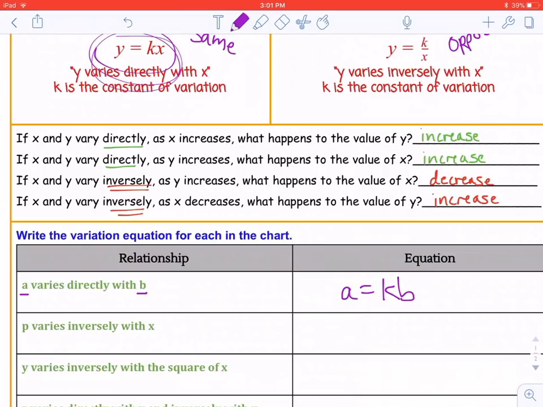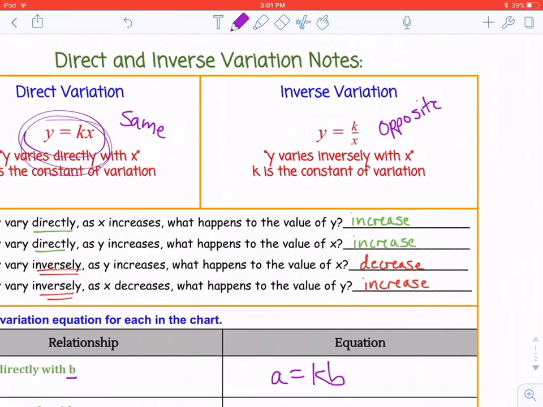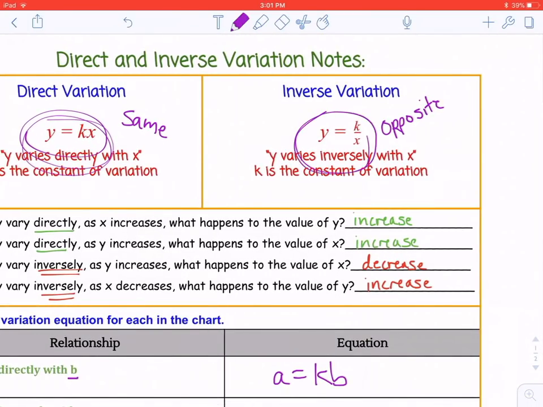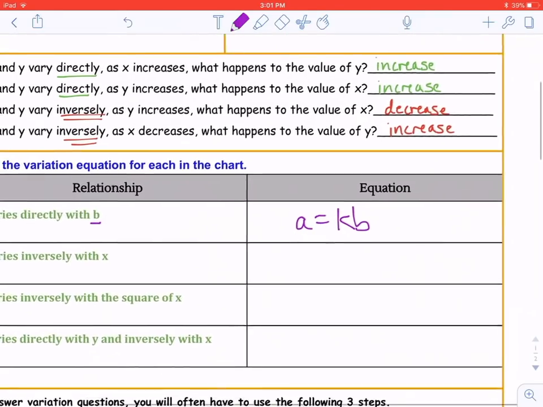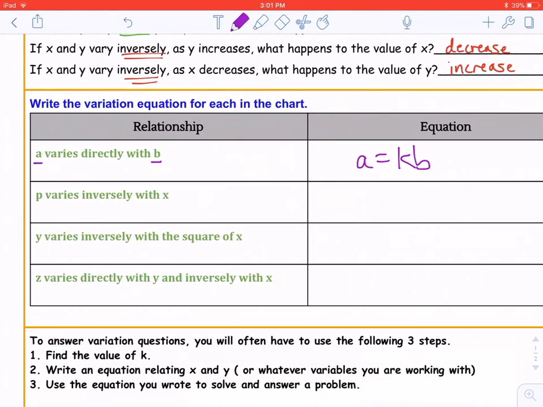P varies inversely with x. So again, look at the top of your notes at your inverse formula. So y equals k divided by x is now going to be P equals k divided by x. Then it says y varies inversely with the square of x. So using that same formula, we're going to start with y, and it varies inversely, so your constant of k is at the top. And then the next thing they say has to go at the bottom. So the square of x just means x squared.